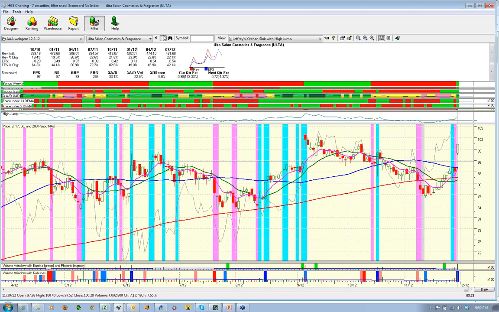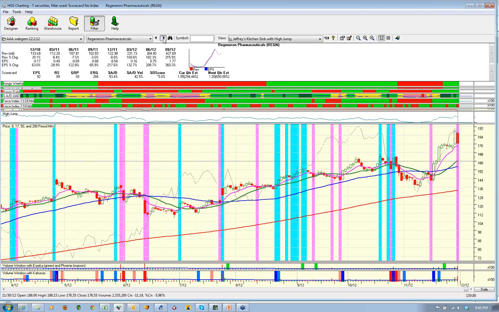Ulta Salon, this is a retailer that's a pricey stock, about $100, had great earnings come out, gapped up, big volume, big kahuna there. Everything turned green. I don't like where the earnings are going. It's something worth taking a look at. It's certainly been a leader in the market.